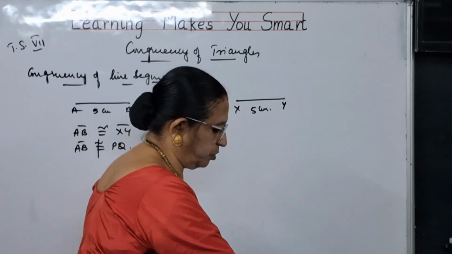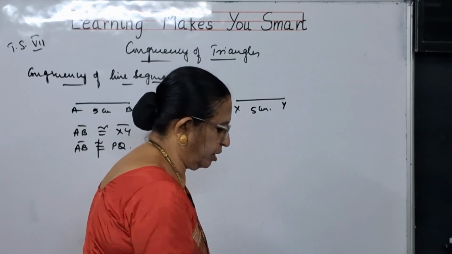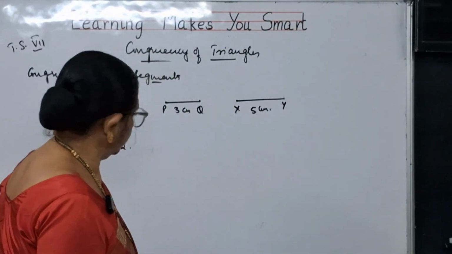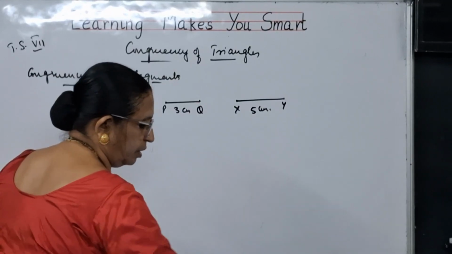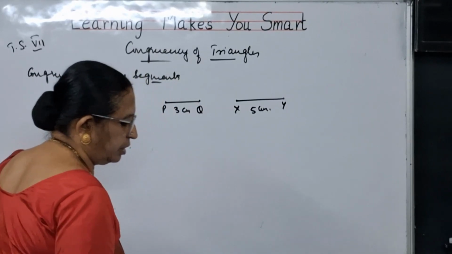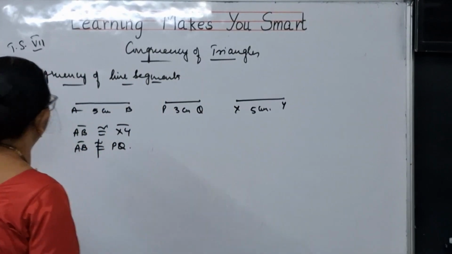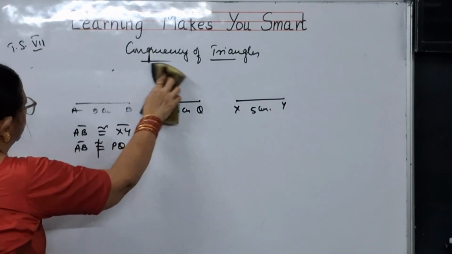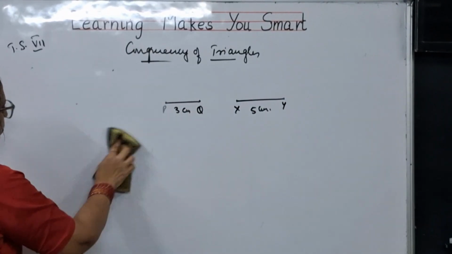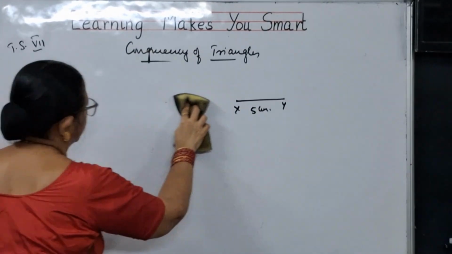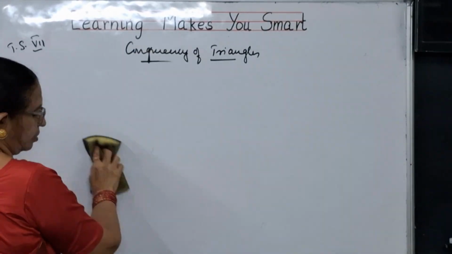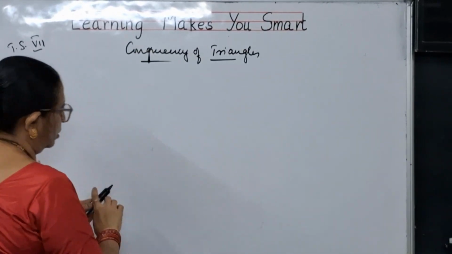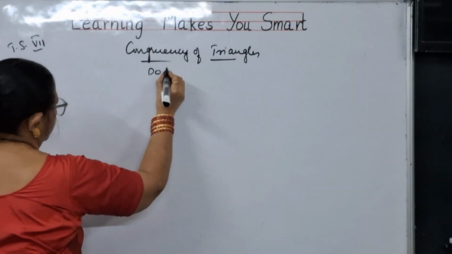Now, we have congruency of triangles. Already I have told you, children, how it has to be done. We have to do these sums. Let me do these sums. Just copy it. Next, I will go to do these sums.